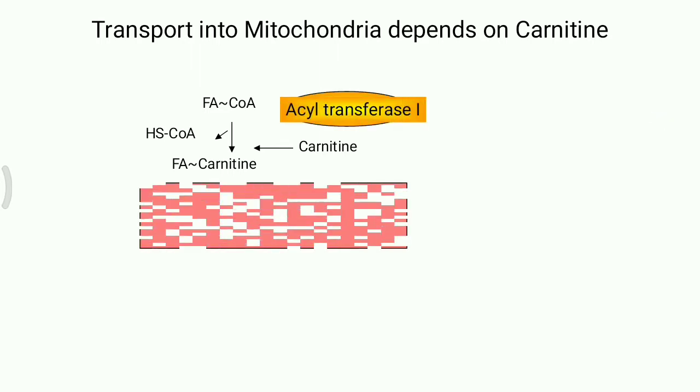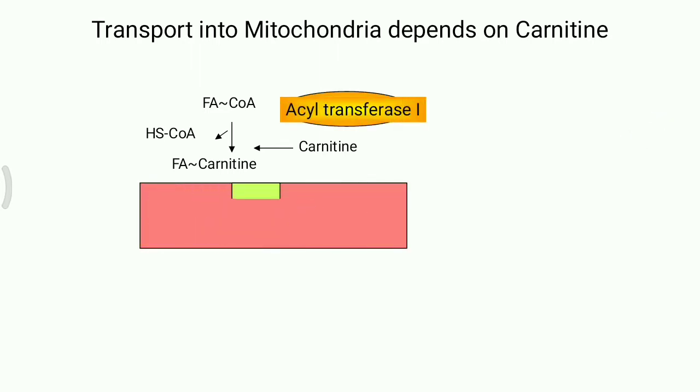So transport into the mitochondria depends on the carnitine. Fatty acid is combined with coenzyme A, making fatty acyl CoA. Now it is combined with the carnitine, making fatty acyl carnitine. Now fatty acyl carnitine, with the help of carnitine acyl transferase 1, CAT1, is transported with the help of the translocase protein inside the mitochondria.